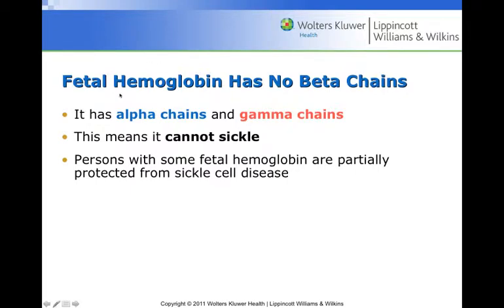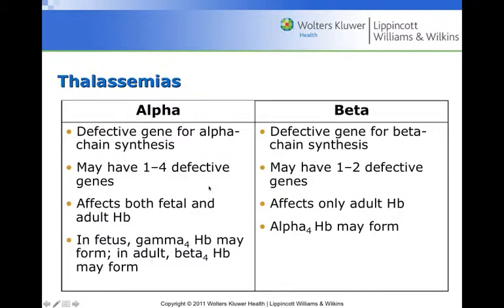Now we can talk about fetal hemoglobin. It is special because it needs to be able to pull the oxygen from the placenta into the baby, away from mother's blood where the oxygen is being carried by mother's hemoglobin. So it has alpha chains and gamma chains, no beta chains. It was the beta chain that was malformed in sickle cell, or that had a substituted amino acid, so fetal hemoglobin cannot sickle. So some people that have fetal hemoglobin are partially protected from sickle cell disease.